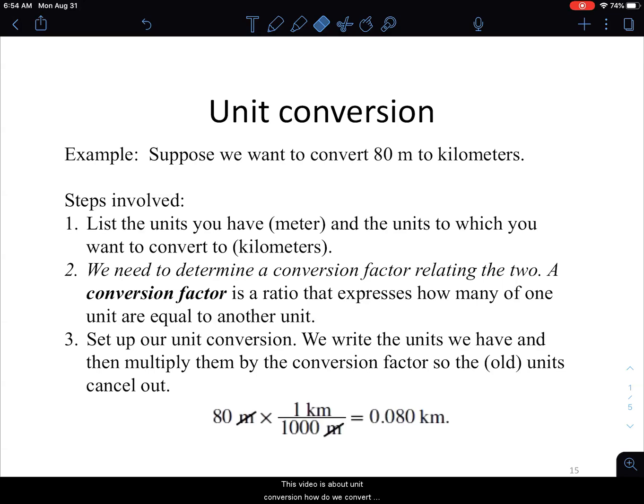This video is about unit conversion. How do we convert one unit to another? Suppose we want to convert 80 meters to kilometers. These are the steps involved.